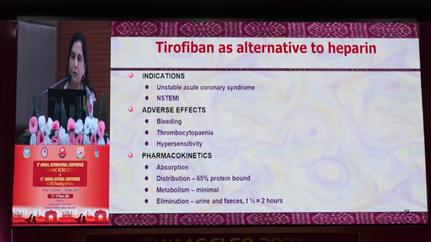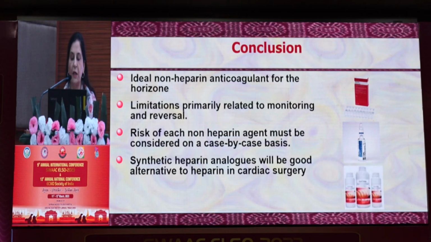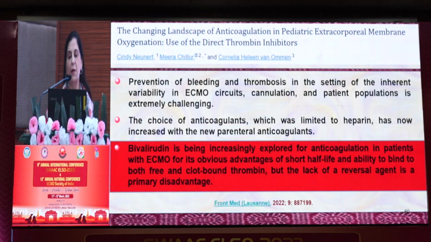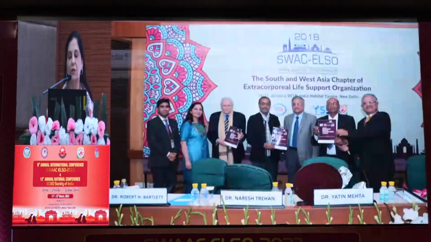A good alternative could be a molecule like tirofiban, which has some thrombocytopenic and some bleeding effect. But I would like to conclude that the risk of using non-heparin agents must be considered on a case-by-case basis. Till we have more randomized controlled trials, synthetic heparin analogs will be a very good alternative to heparin in cardiac surgery. The changing landscape of anticoagulation in pediatric ECMO with the use of direct thrombin inhibitors, where bivalirudin rules the roost, is there, but its lack of a reversal agent discontinues its use.